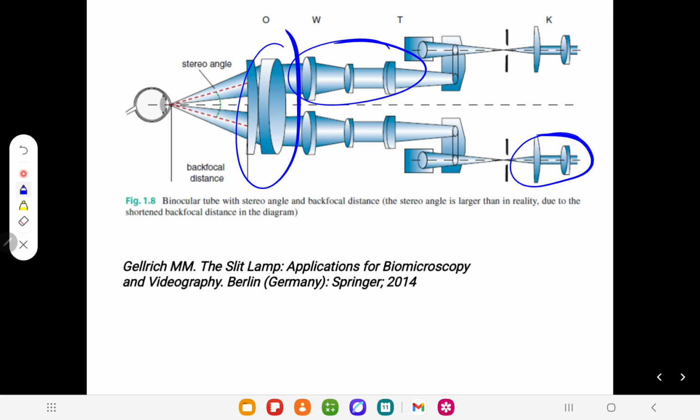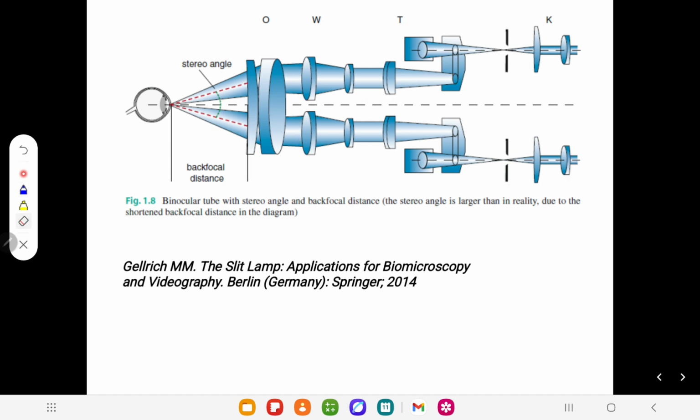So slit lamp magnification is not a simple thing. It's not like just an objective lens and eyepiece with a magnification. No, it's complex. There are three different types of magnification in the slit lamp. But this is a rough, gross overview of the slit lamp binocularly, which is very important. And I have taken this picture from this book, Applications of Biomicroscopy, the Slit Lamp. It's a very good book.